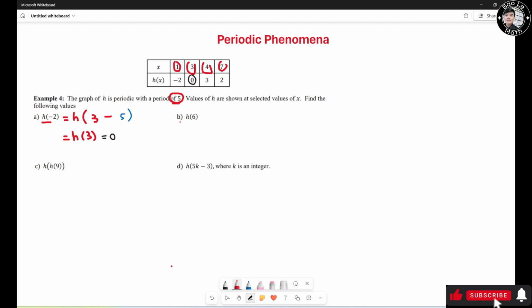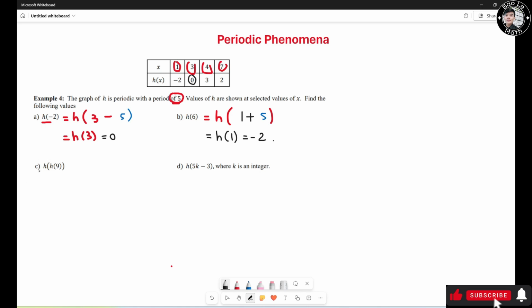Now let's move on to question B right here. h of 6. So we look at the table, we don't see 6. So we need to write 6 in terms of 5. So this one is the same thing as h of... Now we need to write the periods right here. Period is 5. So we have 6, but we already have 5. So does that mean we need to add 1? So I have 1 plus 5. So this guy is the same thing as h of 1. I look at this one, h of 1 equals negative 2. So this guy turns out to be negative 2.